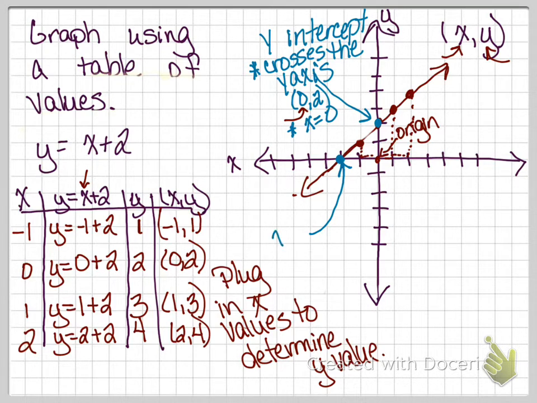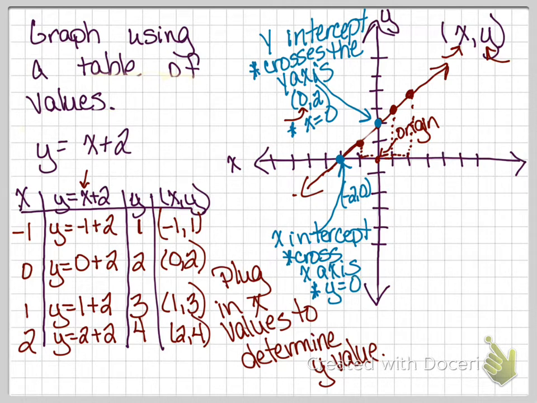Excellent, x-intercept. And by definition, that is where I cross the x-axis. Now, that point is -2, 0. That's the point, -2, 0. So what is my y value? Yes. So when I cross the x-axis, my y value is 0.